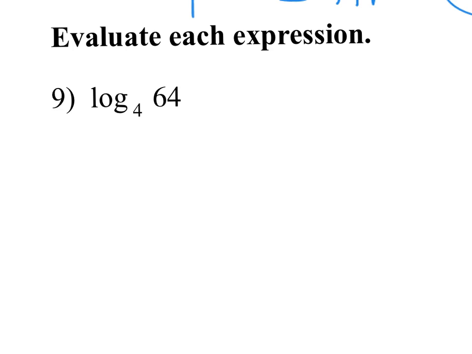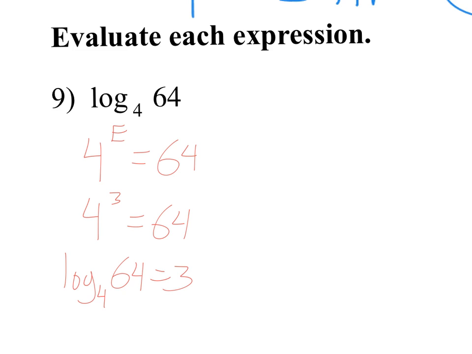For number 9, we've got to evaluate the log expression, and for this we're looking at log base 4 of 64. I'm probably going to rewrite this as an exponential, and so I've got 4 to some exponent is equal to 64. Since 4 to the 3rd is 64, log base 4 of 64 is equal to 3. 3 is our final answer.